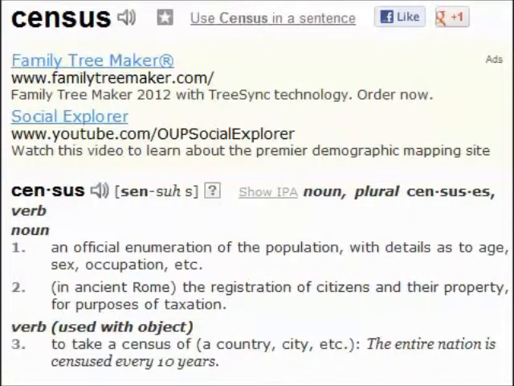Next, the second condition: without regard to any census or remuneration. And now we come to census. What's the definition of census? It's an official enumeration of the population with details as to age, sex, and occupation. In ancient Rome, and they were a republic, the registration of citizens and their property for purpose of taxation. And the verb, of course, is to take a census of the country, which we're supposed to do by constitutional direction every 10 years. Now, here they go. What is Obamacare? They're taking an enumeration by population. They're exempting people. They're counting people. They're not supposed to do that with a direct tax.